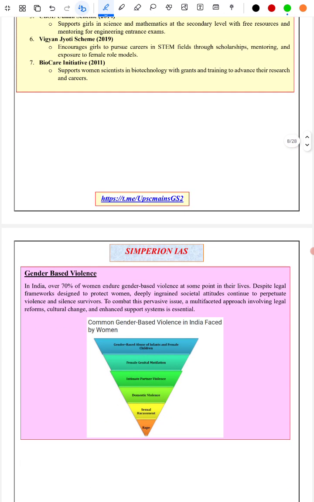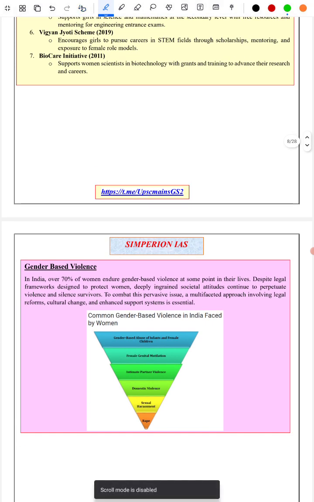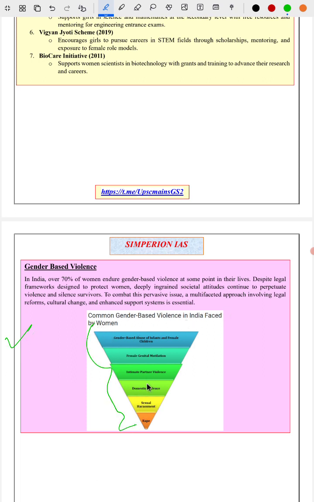Next topic is gender based violence. We have covered gender based violence. We are given a diagram for it: the common gender based violences in India faced by women. We are given examples of domestic violence, female genital mutilation, etc.